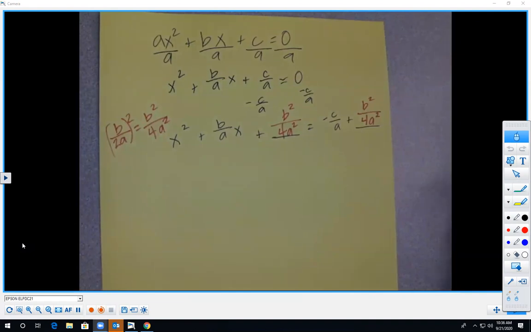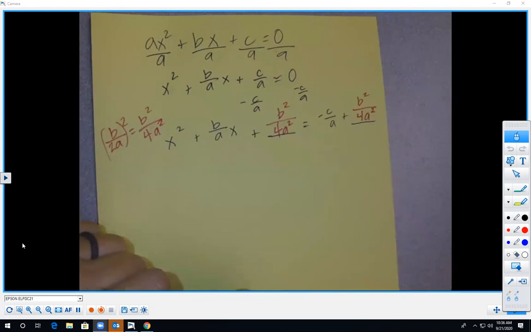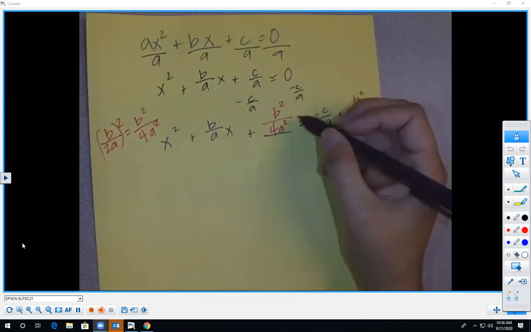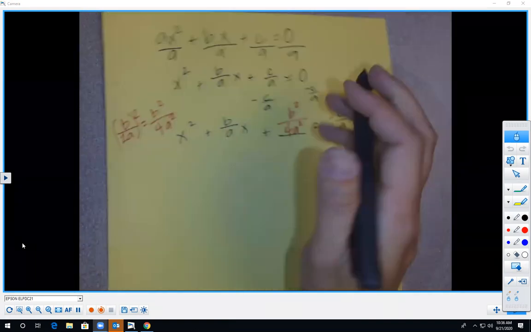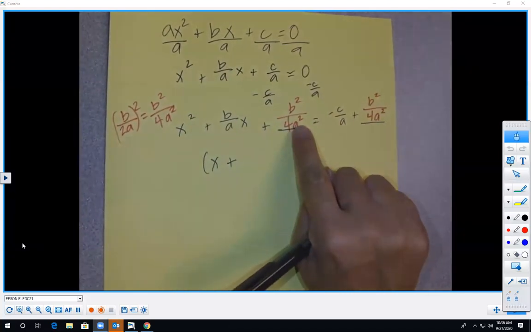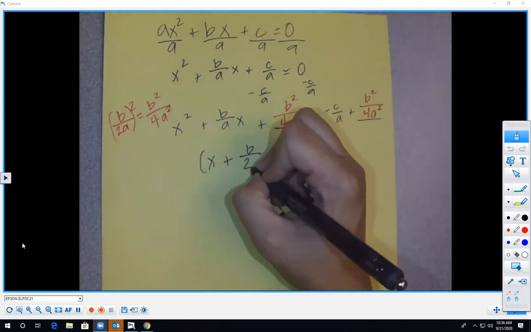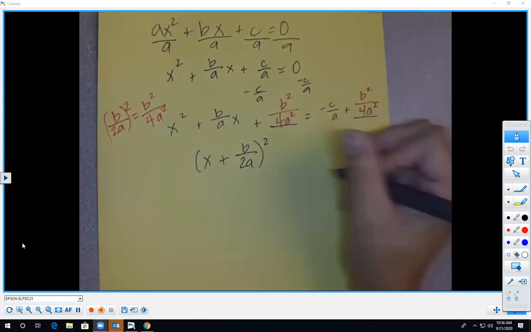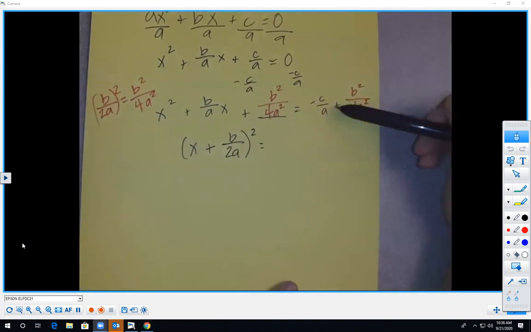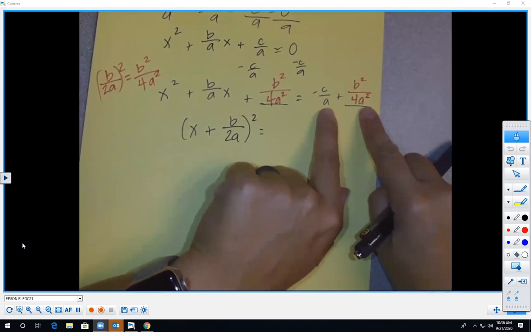Okay, so now the next step for completing the square is factor this. This is where you want that formula, right? Because I don't want to have to figure out what two things multiply to get this and add to get that. So this factors into x plus this thing before I squared it, which would be b over 2a, squared, equals. Here I want to add these two together. You have to get a common denominator to add fractions together.